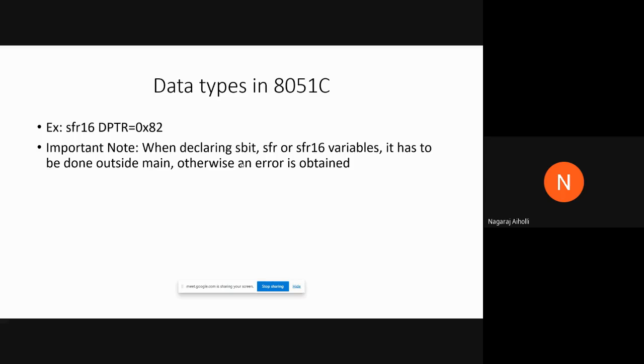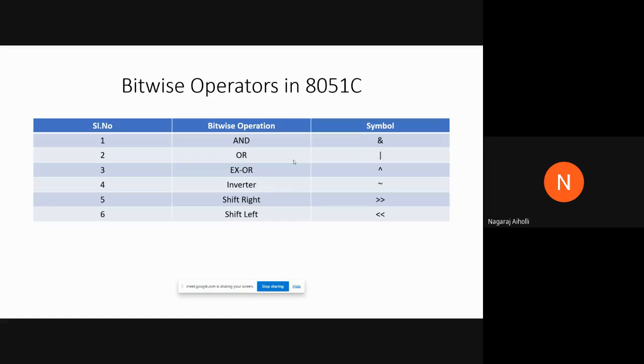So here, whenever you are declaring these variables, that is sbit, SFR or SFR16, the declaration of these should be outside the main function. It should not be inside the main function. Otherwise, the program will give an error message that the variables have been declared inside the main function. Then what do we have to do? We need to debug that, declare them correctly outside the main function, then the error will be removed. These are the various data types in 8051 C language. Then next comes the bitwise operators.